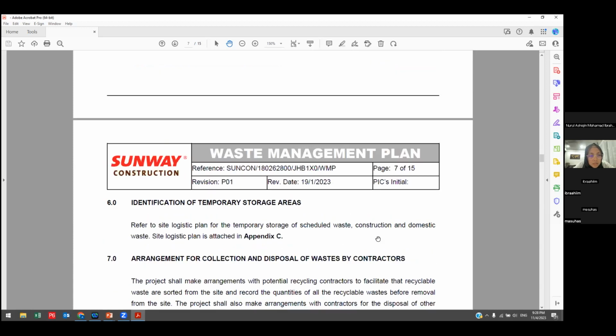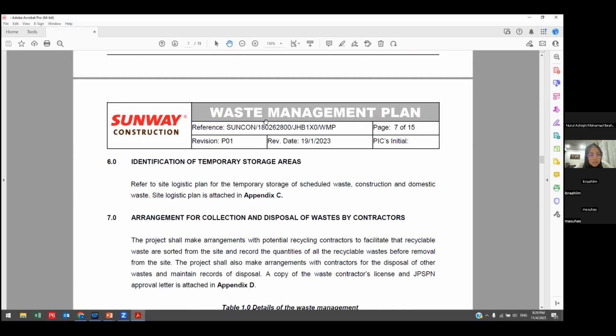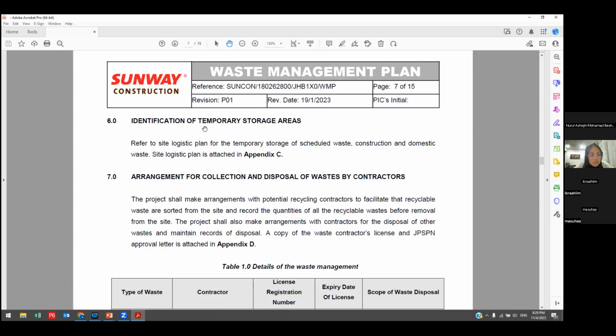So these types of waste will differ from other projects, right? Yes. Sunway uses this standard. We have the general standard for Sunway, but if you go to another project, maybe MRT, they have their own department on the environment, so we need to follow how they categorize it. Okay, all right.